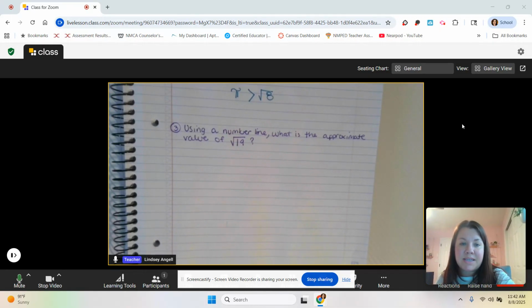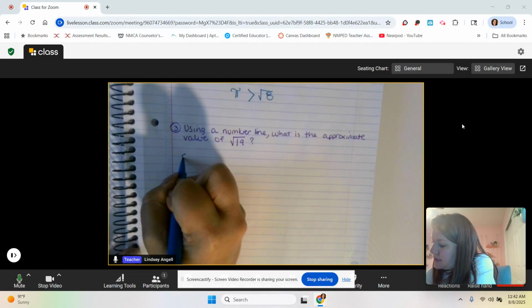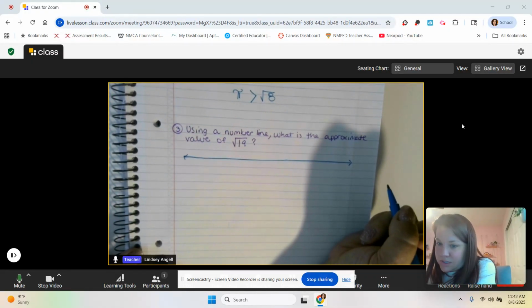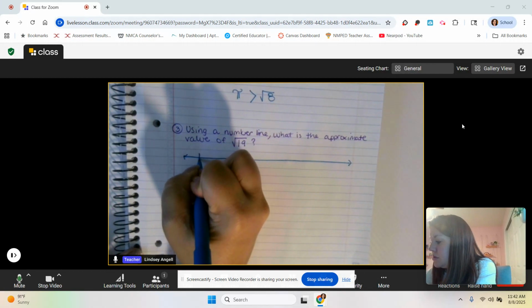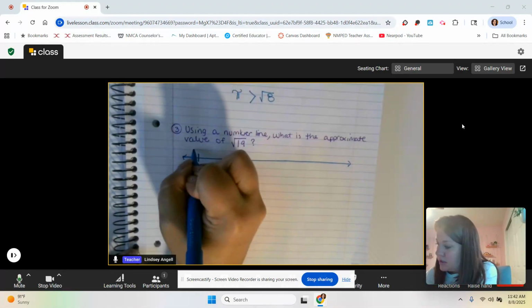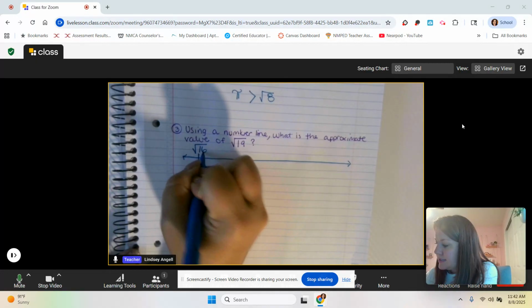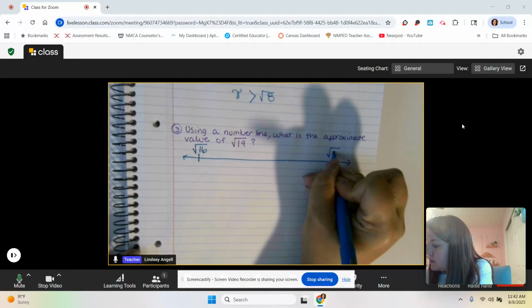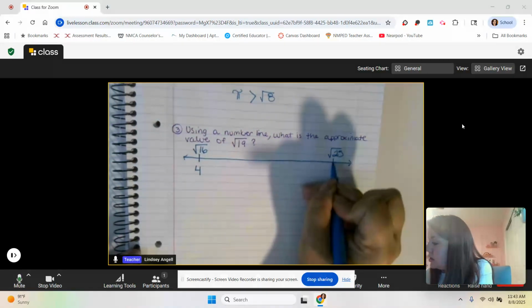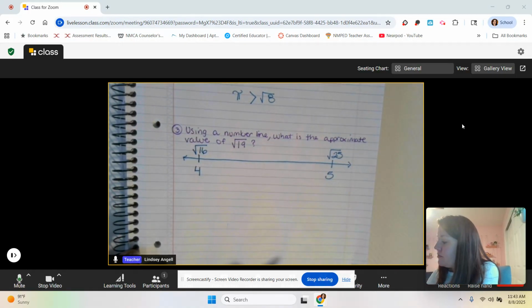Using a number line, what is the approximate value of the square root of 19? Okay? So, using a number line, let's see here. Set up our number line. It's just such a good visual, right? So, the two perfect squares that the square root of 19 is between are going to be the square root of 16 and the square root of 25. Those are the perfect ones because the square root of 16 is 4, square root of 25 is 5.